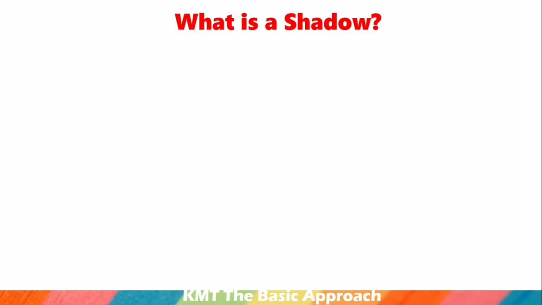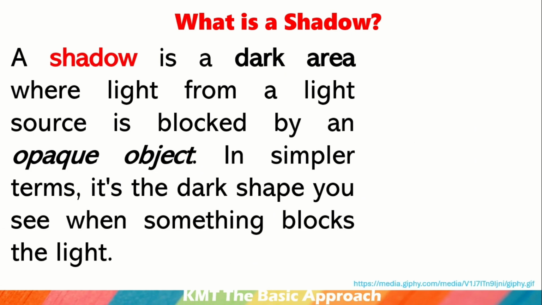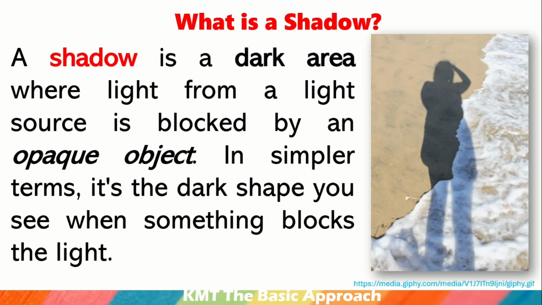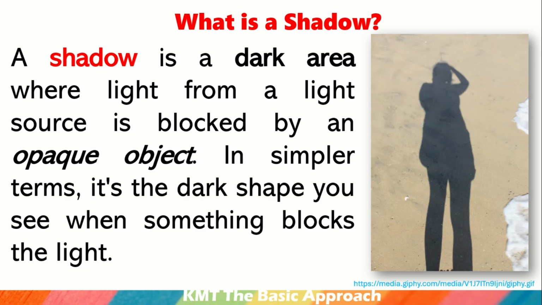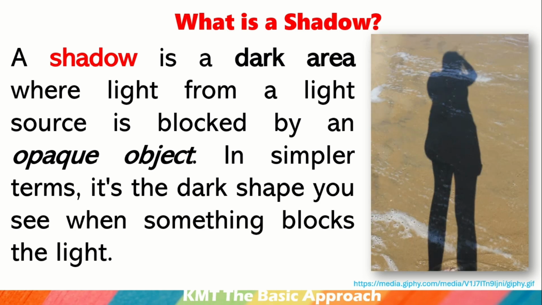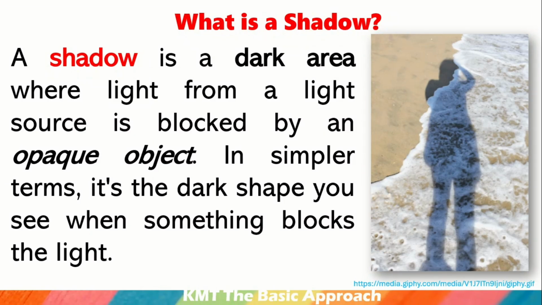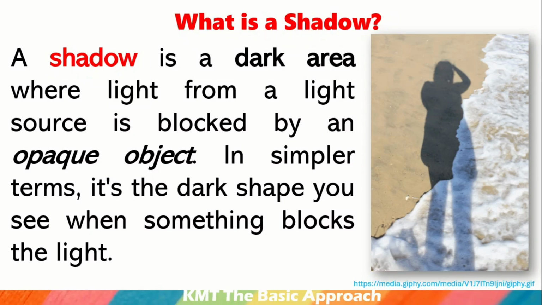What is a shadow? A shadow is a dark area where light from a light source is blocked by an opaque object. In simpler terms, it's the dark shape you see when something blocks the light.